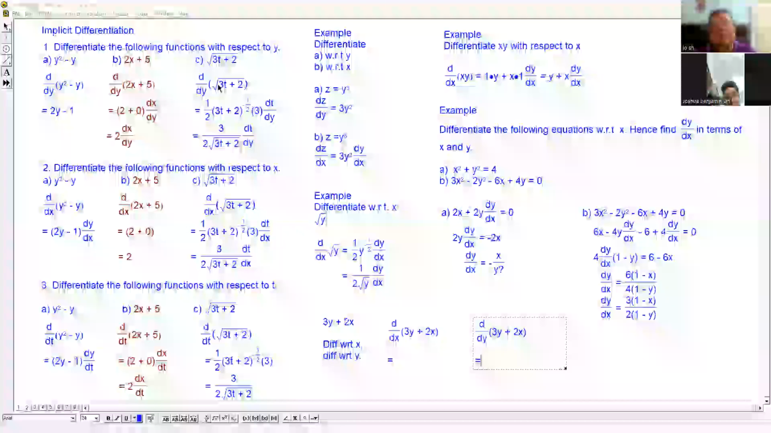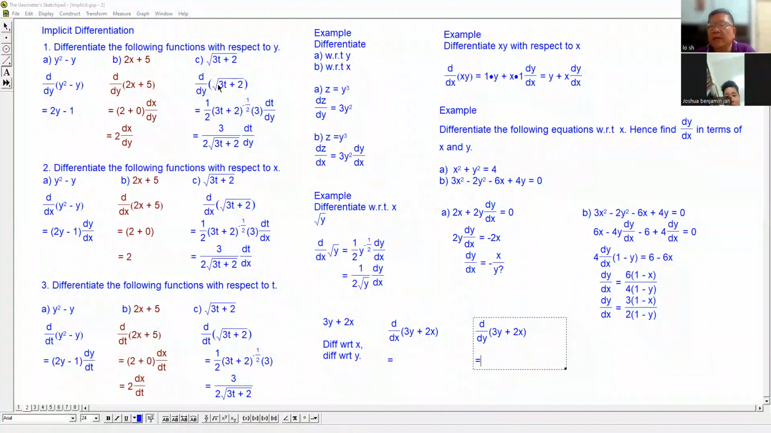No, this is not the answer. Okay, so I show you how to do it. If you want to differentiate 3y with respect to x, differentiating 3y gives 3. But then this is y, and you want to differentiate with respect to x. So you have to put there, you differentiate y with respect to x.